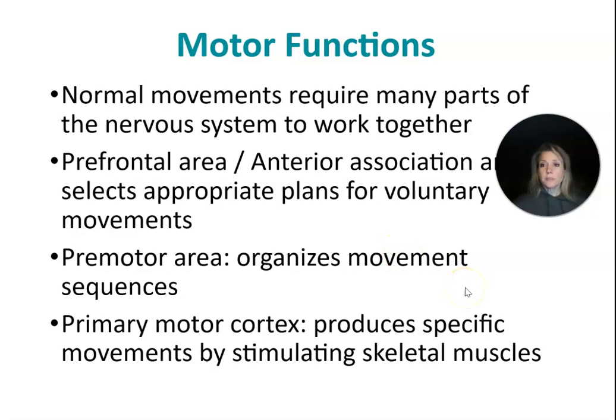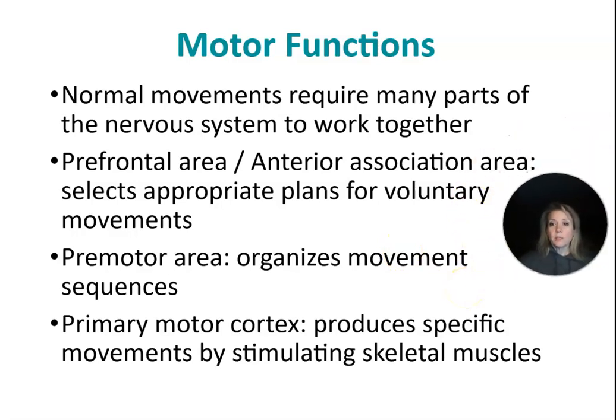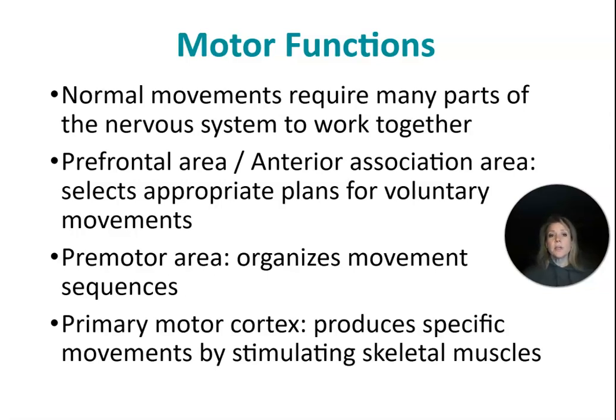So normal movements are going to require many parts of our nervous system to work together. So the prefrontal area, also known as the anterior association area, is like the planner. They're going to select the appropriate plans for voluntary movement to occur. The premotor area is going to organize that movement. And then the primary motor cortex is the area that actually sends out the action potentials to make our muscles contract and move.